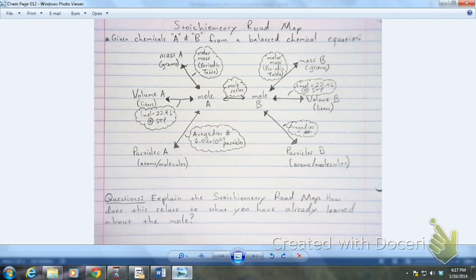However, a problem doesn't have to be a 3-step problem. We can start with moles of A and convert to moles of B, or we can start with moles of A and convert to mass of B, or we could even start with mass of A and convert to moles of B. So whatever we want, we can go anywhere on this chart, and that's why we have this roadmap. It basically shows us what conversion factors we'll be using when we go to that location on the map.